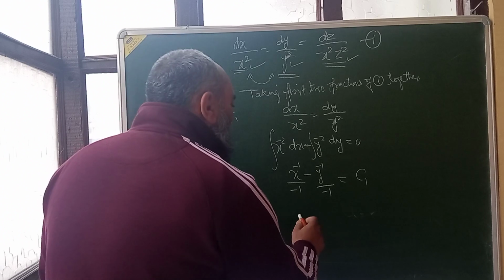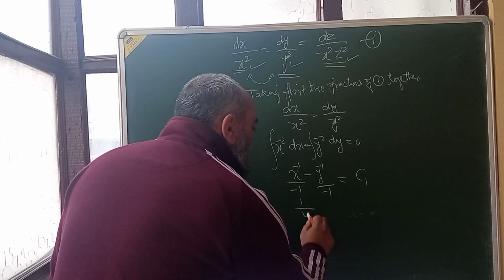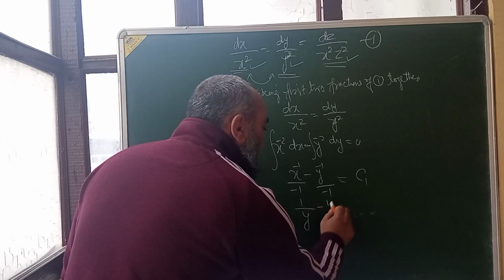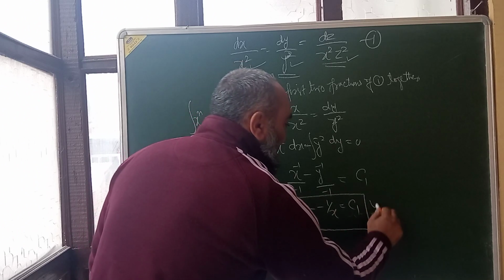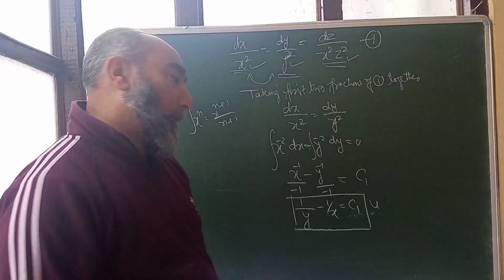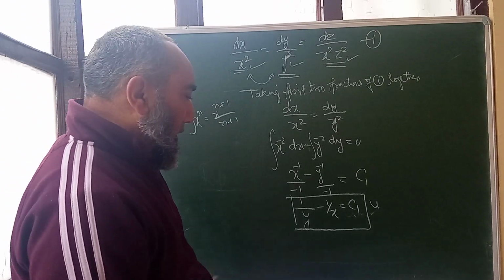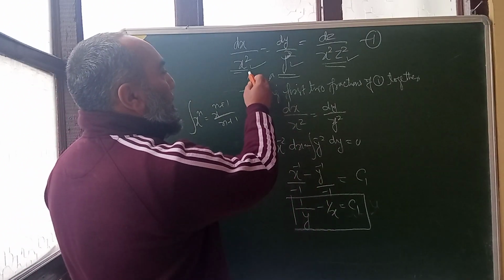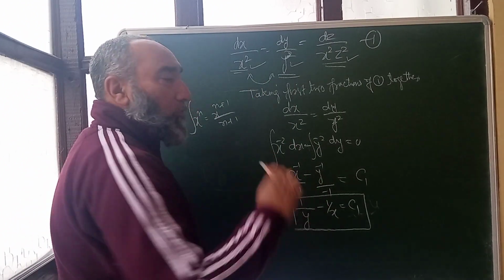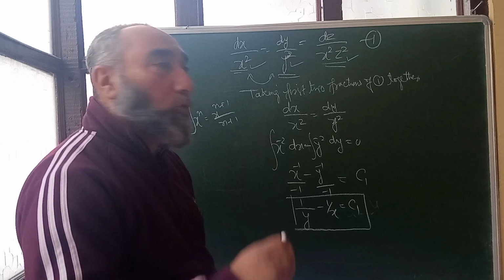So you have 1 by y minus 1 by x is equal to c1. This is u, this is u of x y z. Z is not there, but this is u of x y z. This is the first solution, right? So I have taken any two fractions. First two fractions, I have got a solution which is u. I have to find one more solution.